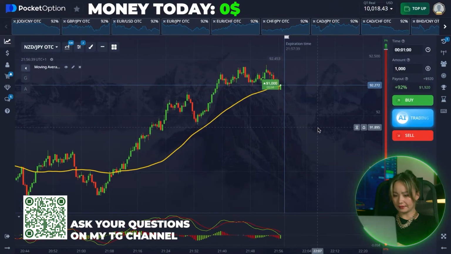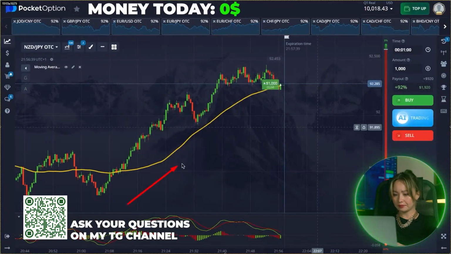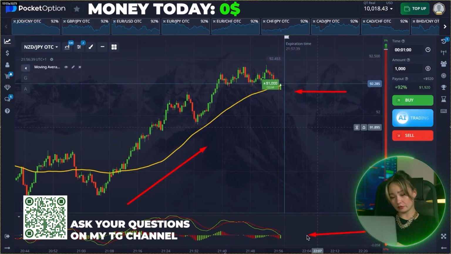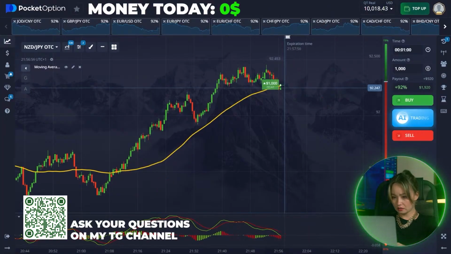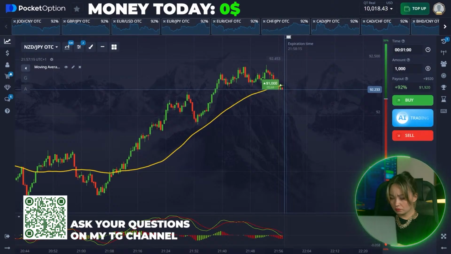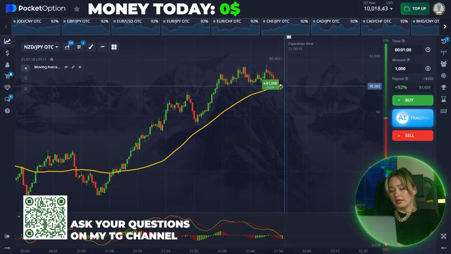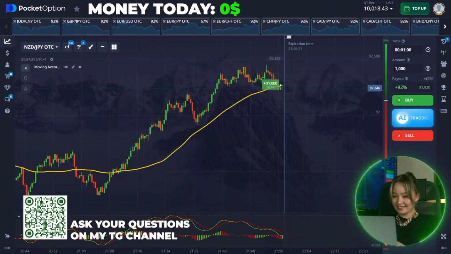I'm opening a long trade here. I see an upward movement attached with the MA, and the MACD is in the 0 zone. All signals are here, so we can safely open the trade. Yes. The price is dipping a bit, but that's fine, we have time. And there it is, starting to rise. Great.